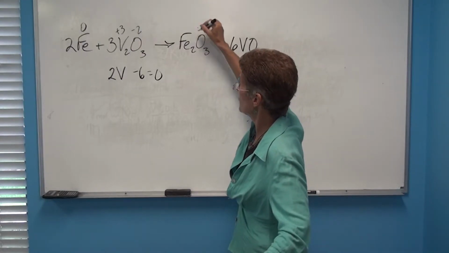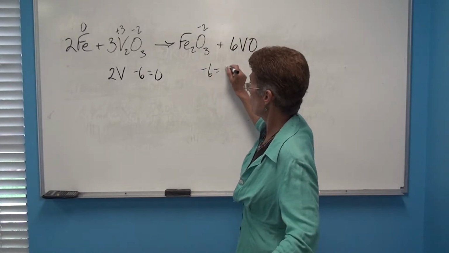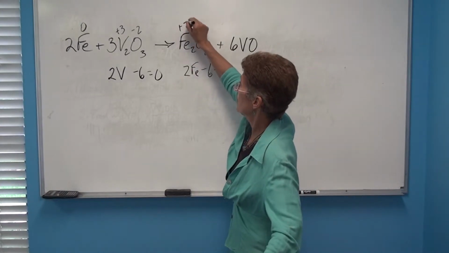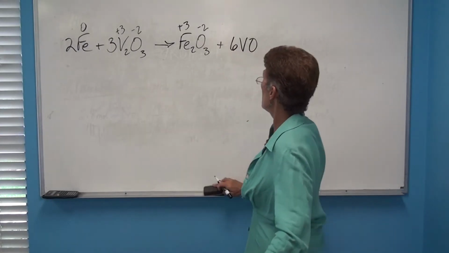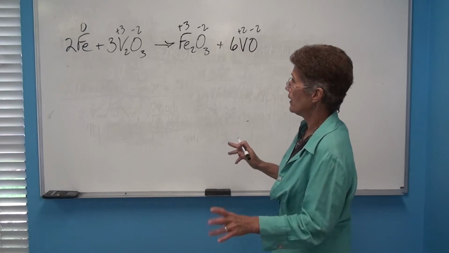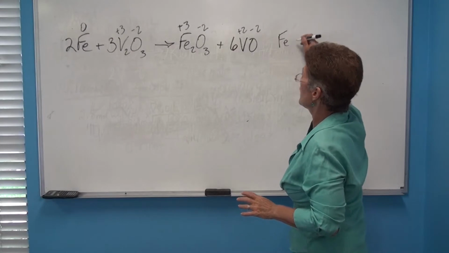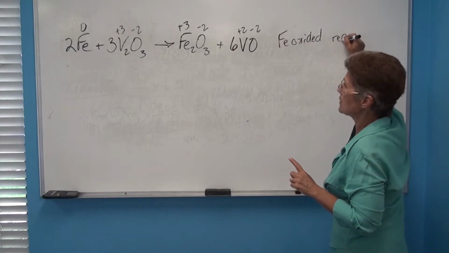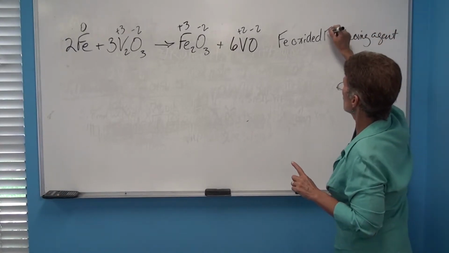Okay. And then when we come over here, let's do these guys. This is -2. And there's 6, -6, the whole thing has to equal 0. There's 2 of these, so whatever Fe is, it's got to be a +3 to give you a +6 so that all cancels out. Okay, and then over here, this is a -2, so this is a +2. Now, let's look at it. Iron went from 0 to +3, so iron is being oxidized, and so it is the reducing agent. The iron is the reducing agent.